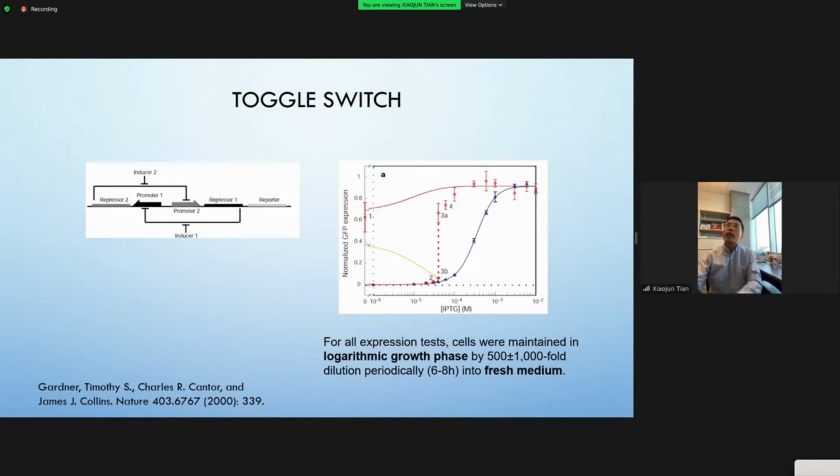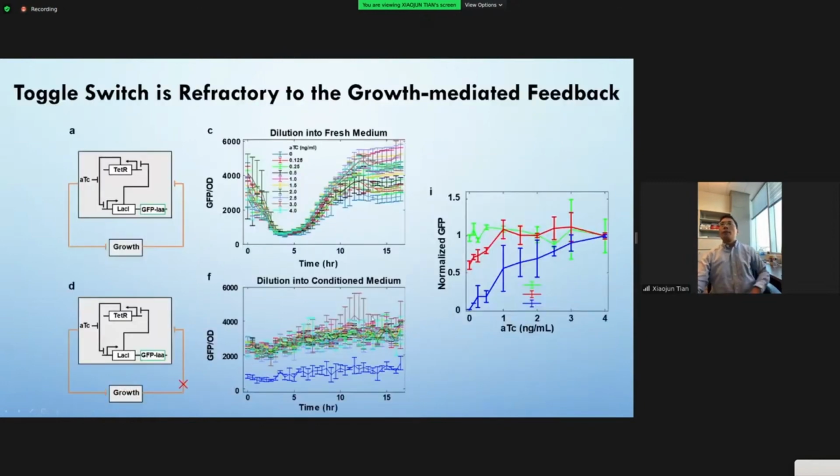And we want to test the toggle switch with our approach, right? And of course, there is a growth feedback between the toggle switch and the growth rate as well. So we trigger the cells into the on state. We have high GFP, and then we dilute the cells into fresh media, and then we measure the GFP levels. And you can see here the GFP level decreases very quickly. It's very similar to the self-activation circuit. But for all the doses of the inducers, even without any inducers, we can see the system all recover back to the original high state, right? Even though we have a very large drop of the GFP, the system somehow knows where it is, and it can recover back. And of course, if we dilute cells into the conditioned media, the cells will not grow. The GFP level is maintained very well.